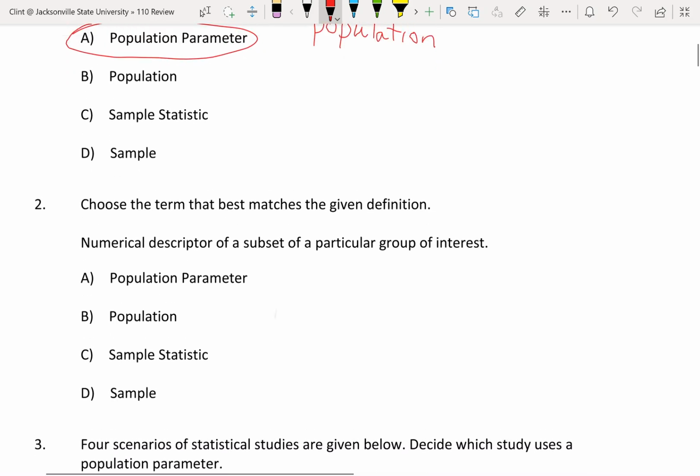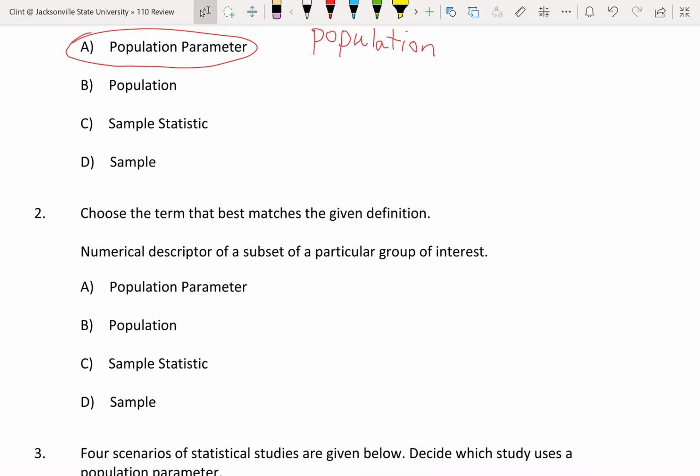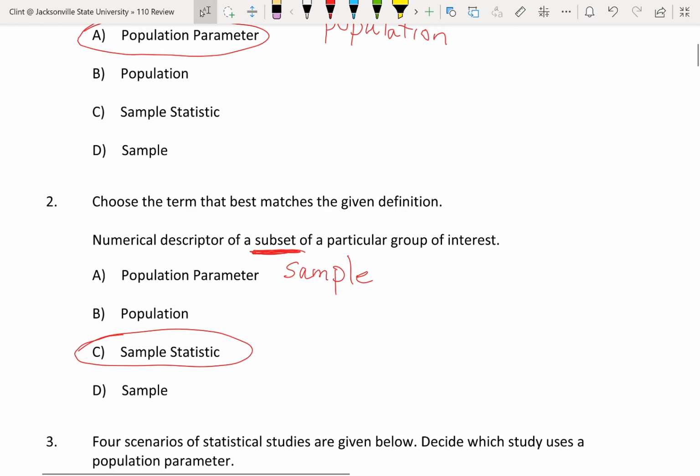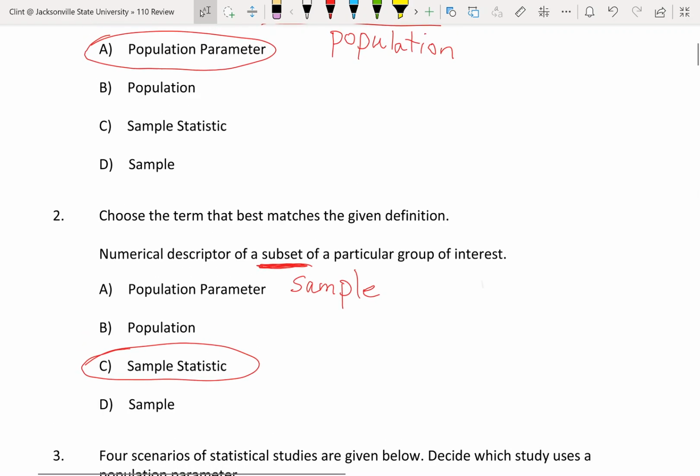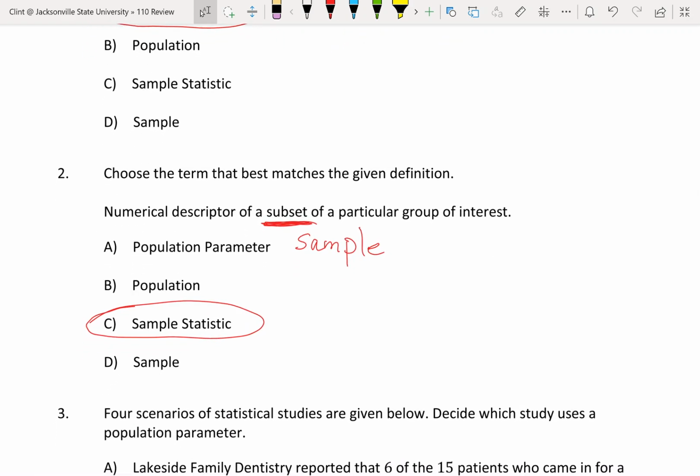And number 2 kind of gives us the other half of this. Number 2 is a numerical descriptor of a subset of a particular group of interest. So anytime you see subset, it's going to refer to a sample. And then if we're describing that with a number, that would mean we're talking about a sample statistic. So kind of have 4 and 1 on there. If you leave out the numerical descriptor part on those, then the first one would be population and the second one would be sample. And then when we throw in the numerical description, we get a population parameter and sample statistic. Questions on either one of those? Vocab.